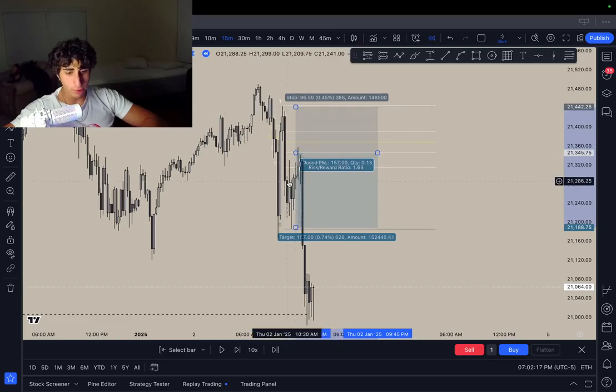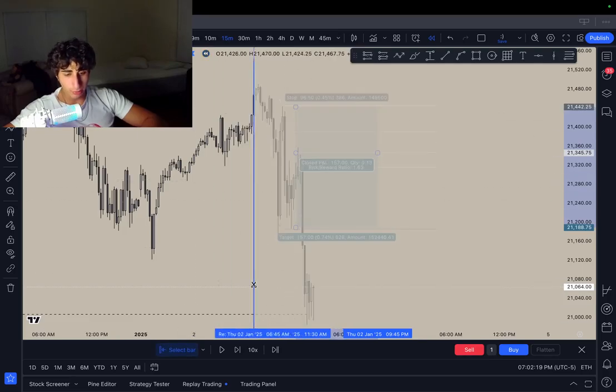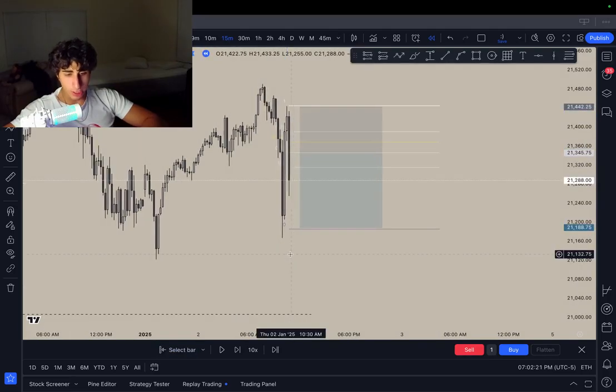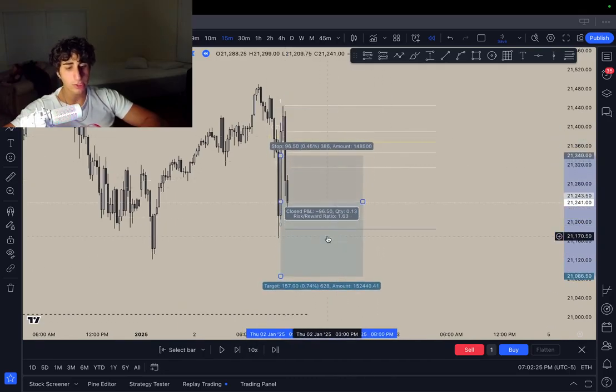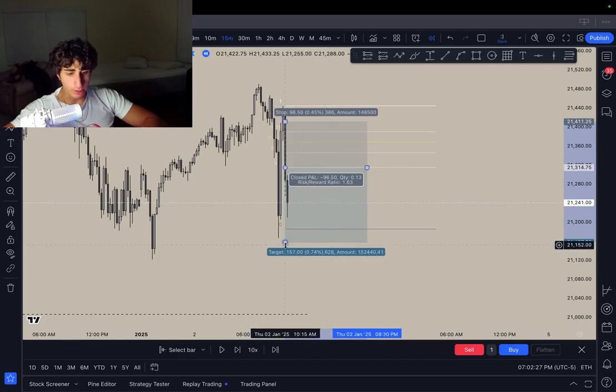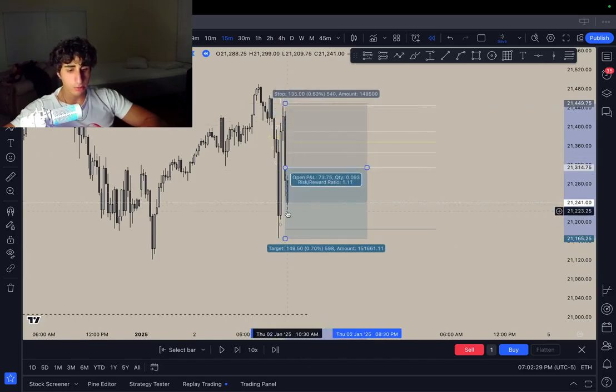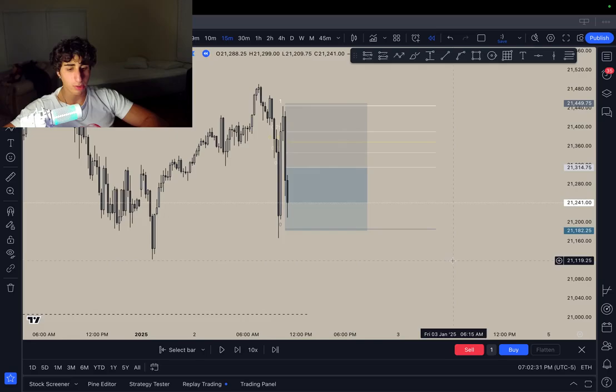versus if we're just shorting blindly here without any retracement, right? What is our risk to reward going to be? It's going to be a lot worse versus, we have an entry like this, stop loss like this. You're most likely just getting a much better entry.